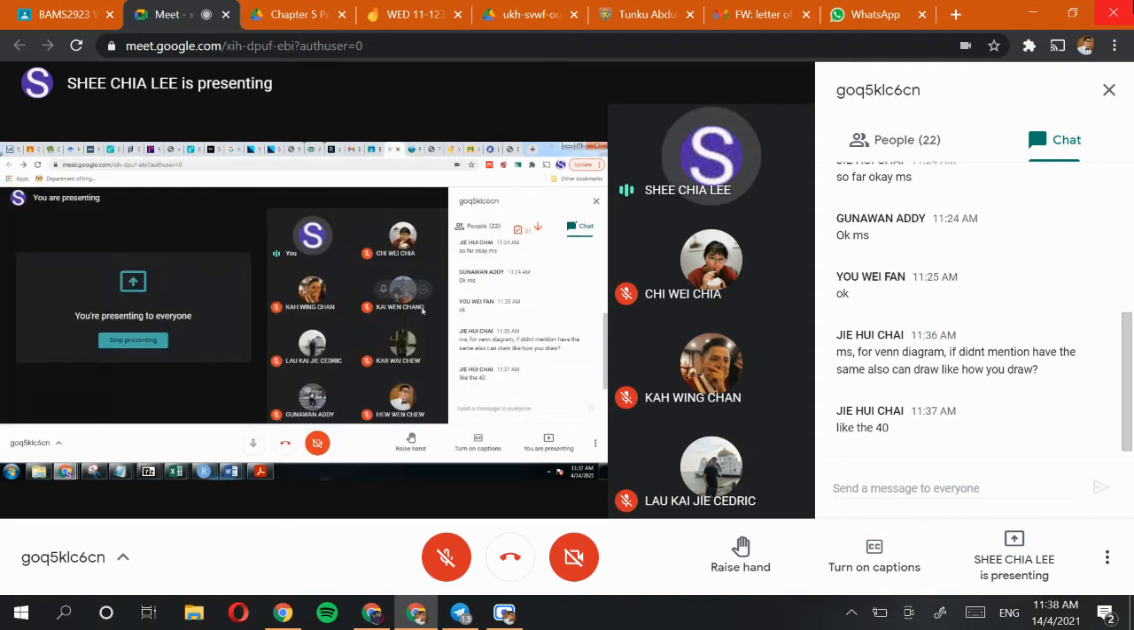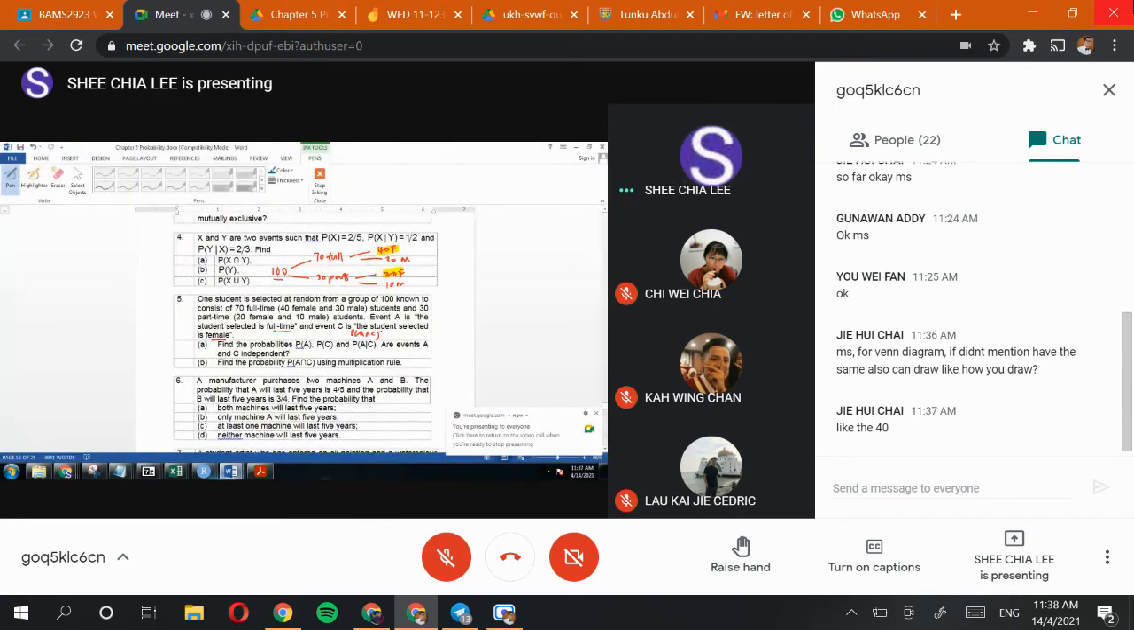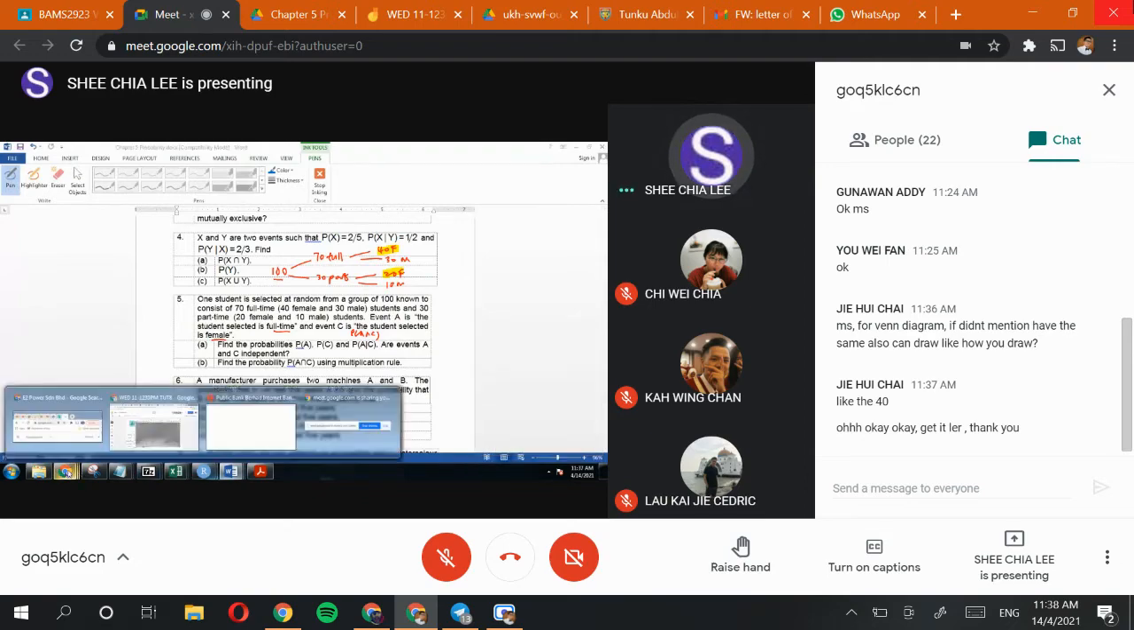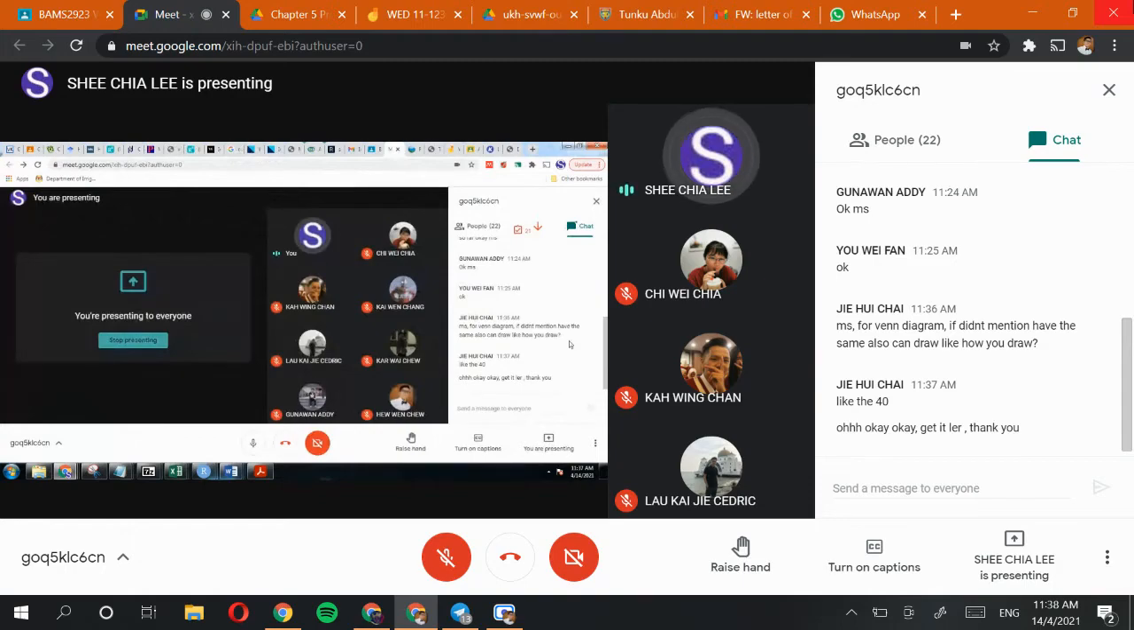Get it or not? Because the question tells you there are 40 full time female. A and C: A is for full time, C is for female. So you have to check how many students are female and also full time. Means the intersect, the same. At the same time female and at the same time full time. So 40, because here 40 full time and female. That's why you put the 40 in the middle for the intersection. Get it? Okay, good.